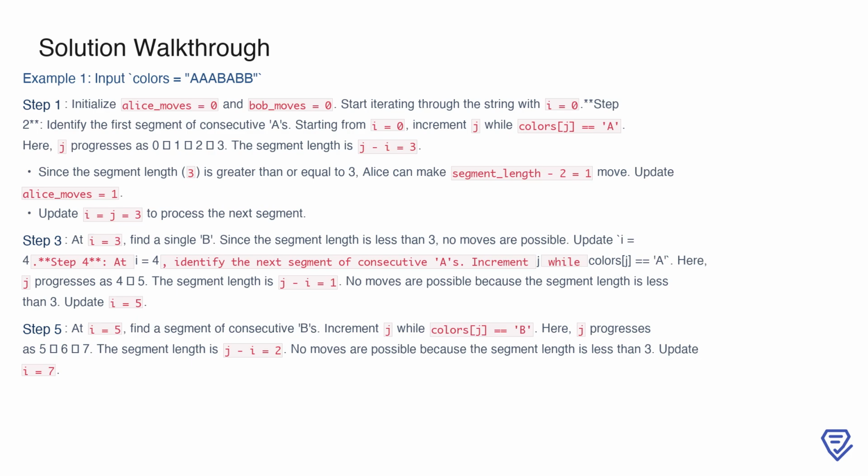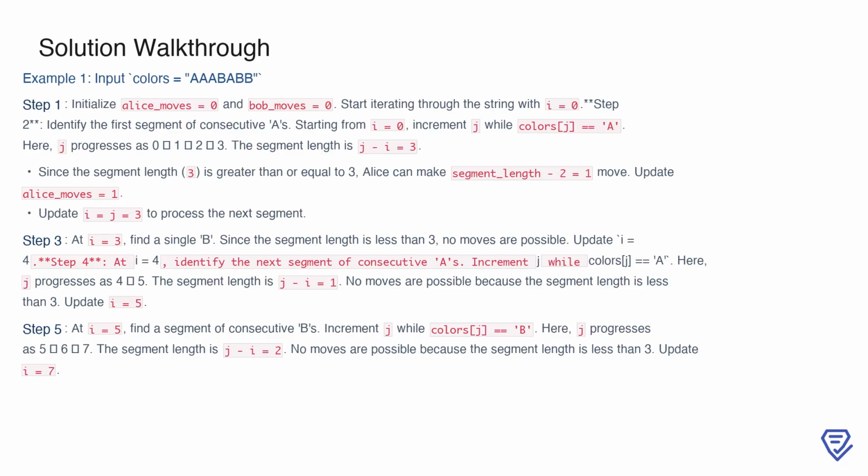At index I equals 3, we encounter a single B. Since the segment length is less than 3, no moves can be made, and we increment I to 4. Next, at I equals 4, we find another segment of consecutive A's, but this time, the segment length is only 1. Again, no moves are possible, so we update I to 5.